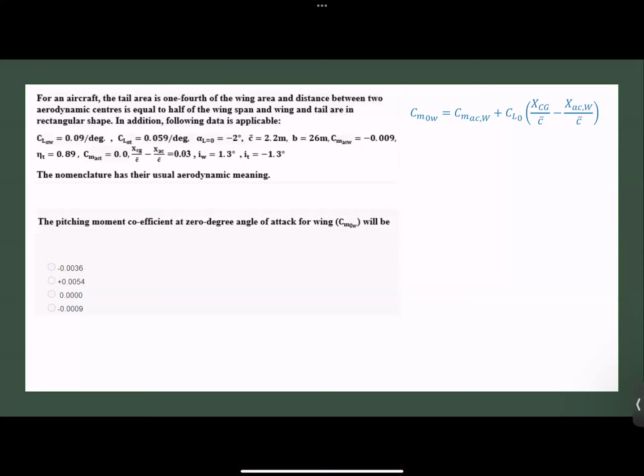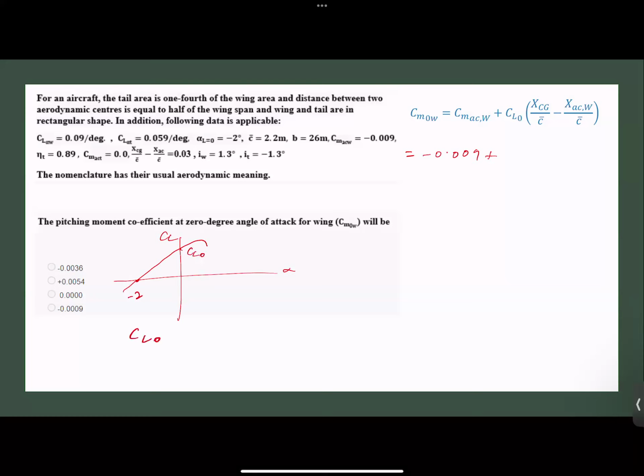Try doing this. CMAC of the wing is minus 0.009. CL naught, we'll have to find out from the data given to us. So CL versus alpha: alpha at 0 lift is -2. We need to find out CL naught. CL naught is just 0 minus (-2) into the slope.